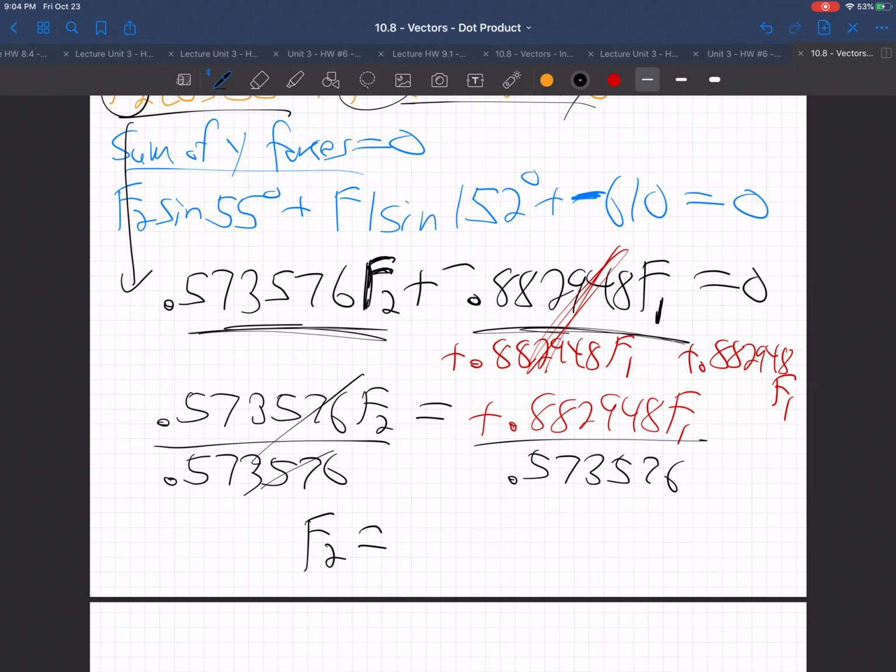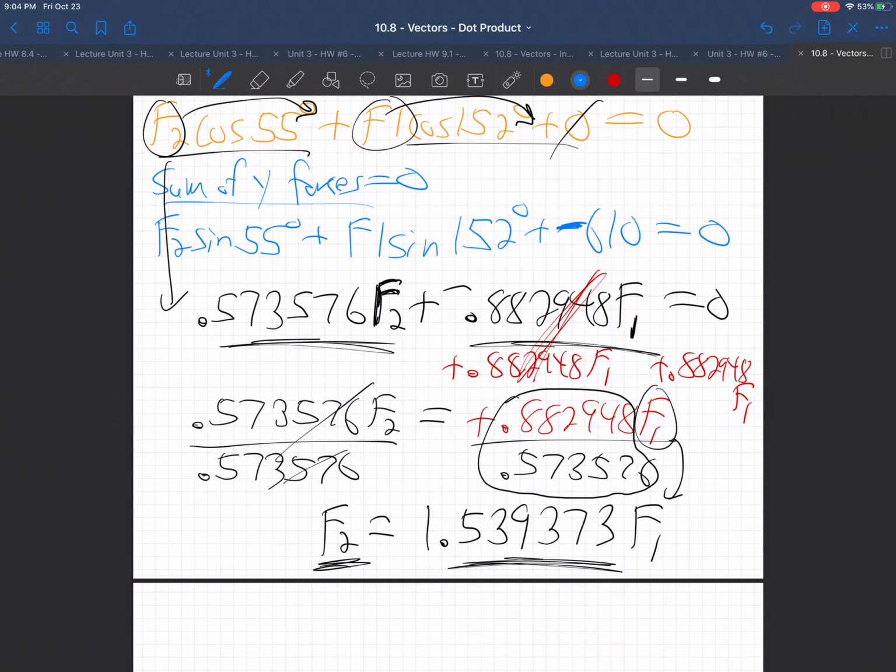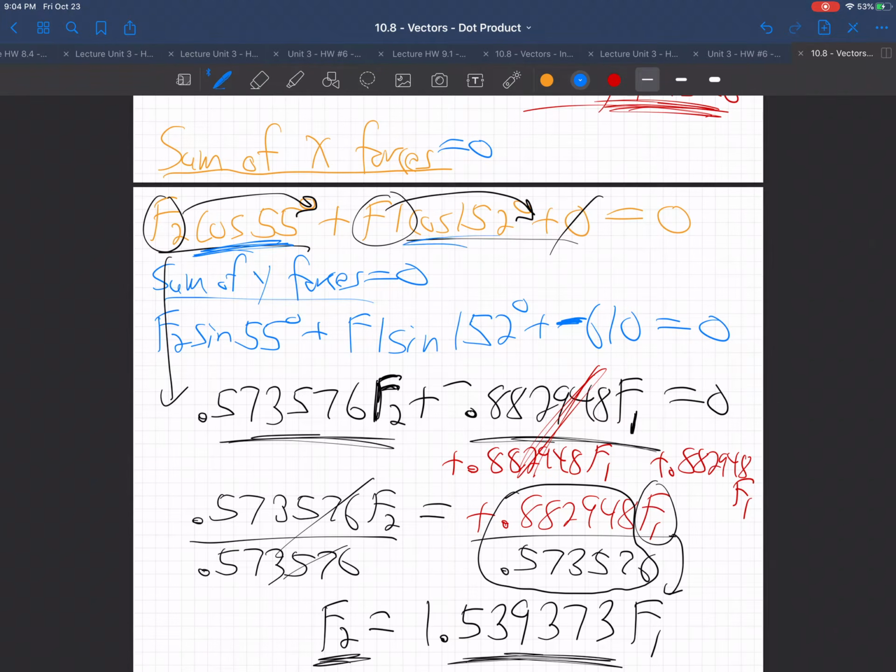F2 equals, I'm going to divide that on my calculator. I'm getting 1.539373. Use, again, 6 digits. F1, right? The F1 is still here. I just divided the 0.88 number over the 0.57. So I've got F2 in terms of F1. Now I can plug that into the other equation, right? I'm plugging one equation into the other. So I started with the x forces equation, brought it down here, and solved for F2.